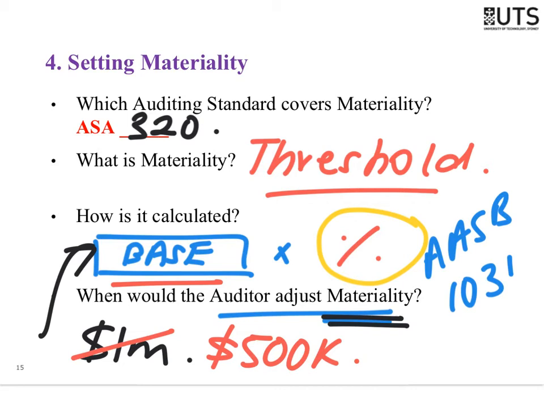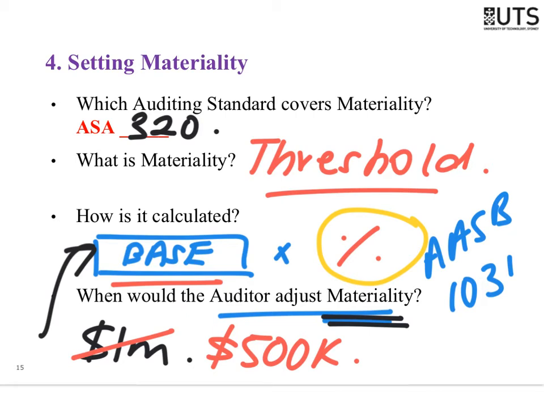So your calculation is different. So the number is now different, okay? So one way that you might adjust materiality is if one of the components, or both of the components you use, changes, okay? Here's another one, risk.